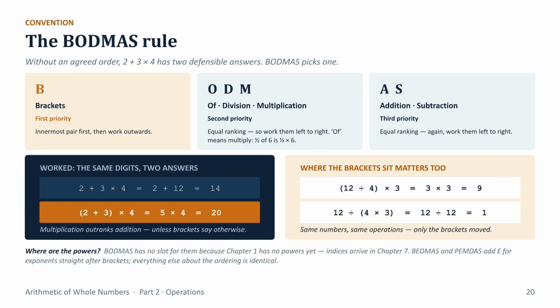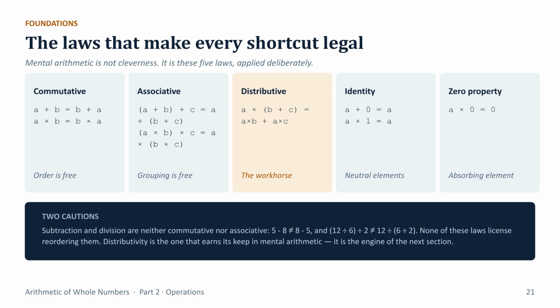To resolve ambiguity in calculations, we use the BODMAS convention. Brackets, of, division, multiplication, addition, and subtraction. Remember that division and multiplication have equal priority and are processed left to right, as are addition and subtraction. Brackets are your most powerful tool to override these default orders. Our mental arithmetic shortcuts are all built on 5 foundational laws: commutative, associative, distributive, identity, and the zero property. The distributive law is the true workhorse of mental math, allowing you to break down difficult multiplication into manageable pieces.